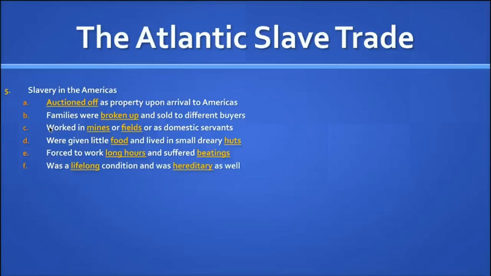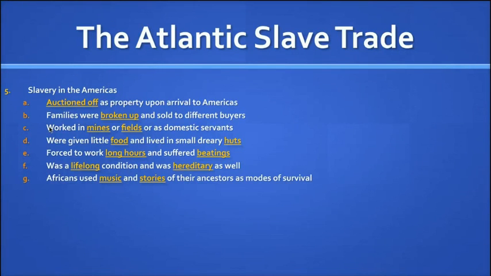Slavery was a lifelong condition, and it was hereditary as well, because in these slave huts, people did get married, they did have kids. So if you were born as a child to two slaves, you were basically born a slave, and you were going to grow up a slave. I mean, there was nowhere else for you to go, so it could definitely be a hereditary condition.